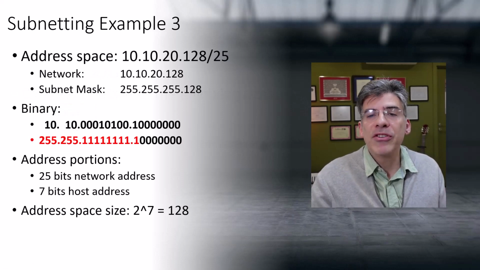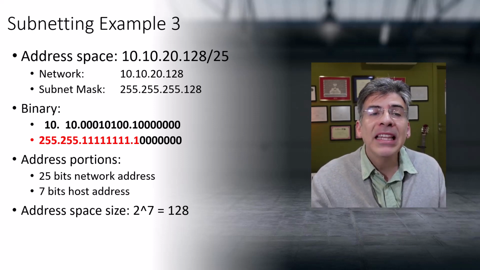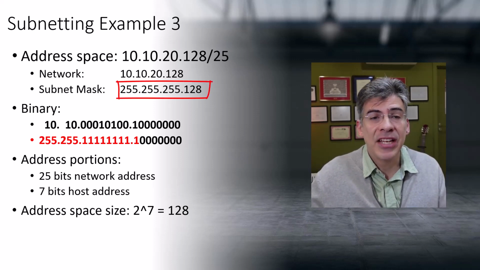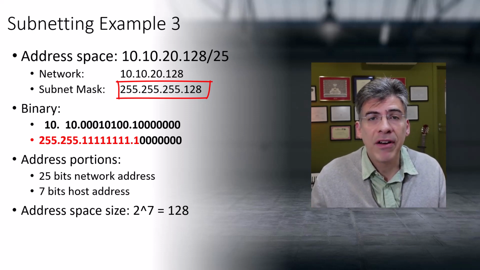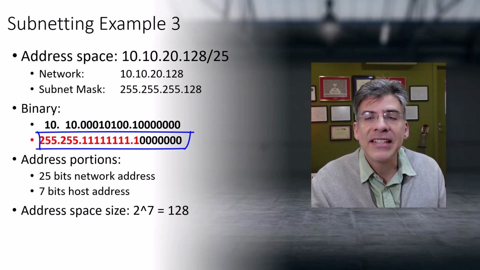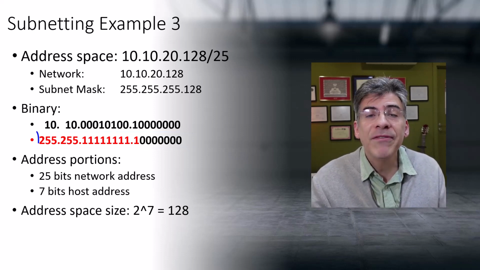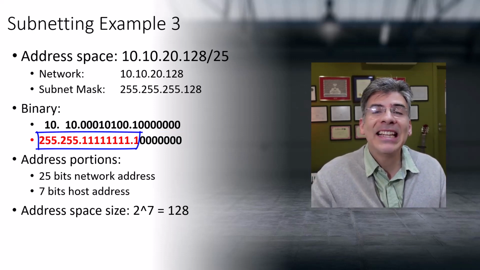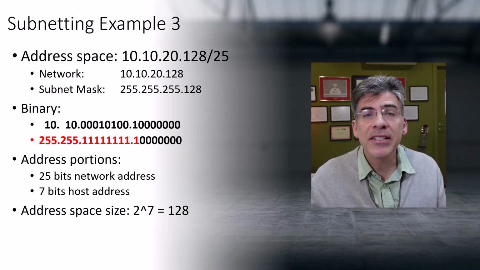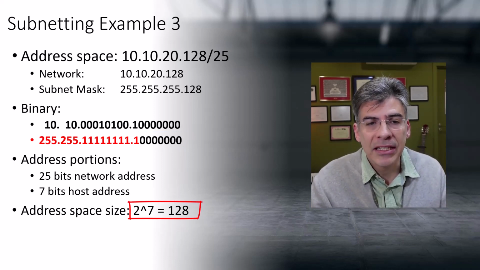Now let's take a look at our address space once again, 10.10.20.128/25. But let's examine it with the full subnet mask written out. That subnet mask is 255.255.255.128. Here we see it represented again, but with the last 2 octets in binary. We can see that with this subnet mask, we reserve 25 bits for the network address, and it's the last 7 bits that are defined as the host address. How large is this address space? Well, 2 to the power of 7 host bits is 128.